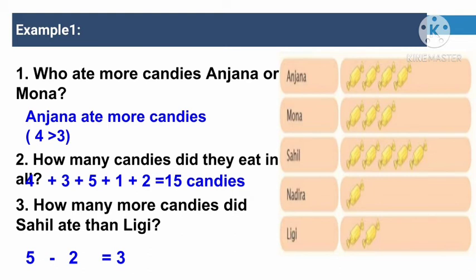Third question, how many more candies did Sahil eat than Liji? So they are asking how many more candies Sahil ate. So you have to compare Sahil and Liji. When they ask how many more or how many less, you have to subtract, children. So Sahil ate 5 candies and Liji ate 2 candies. If you subtract 5 minus 2, you will get 3, which means Sahil ate 3 candies more than Liji.